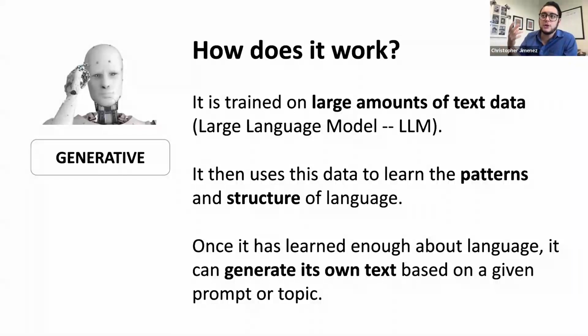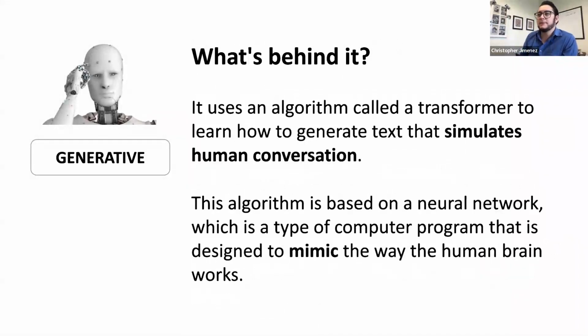It's trained on large amounts of text data. So you have a large language model that takes all these documents, this huge corpus of documentation, and it learns the patterns and recognizes the structure of language. And when it knows enough about language in a given topic, it can then generate its own text. So you give it a prompt, and the AI knows the subject, goes into the LLM and produces text that's commonly associated with this particular topic.